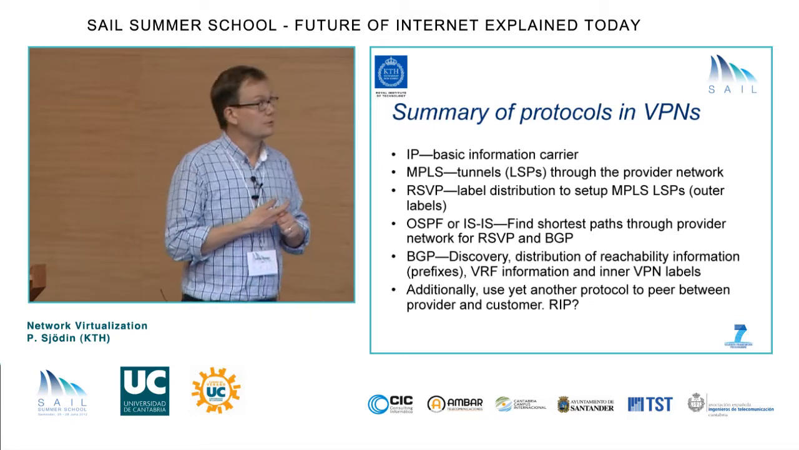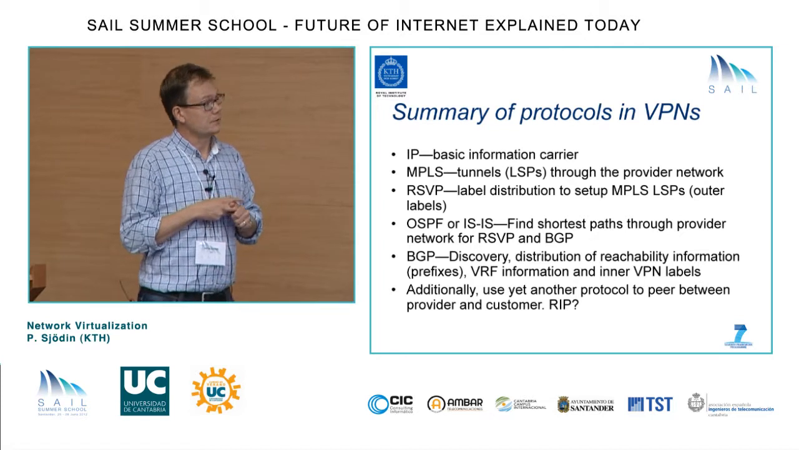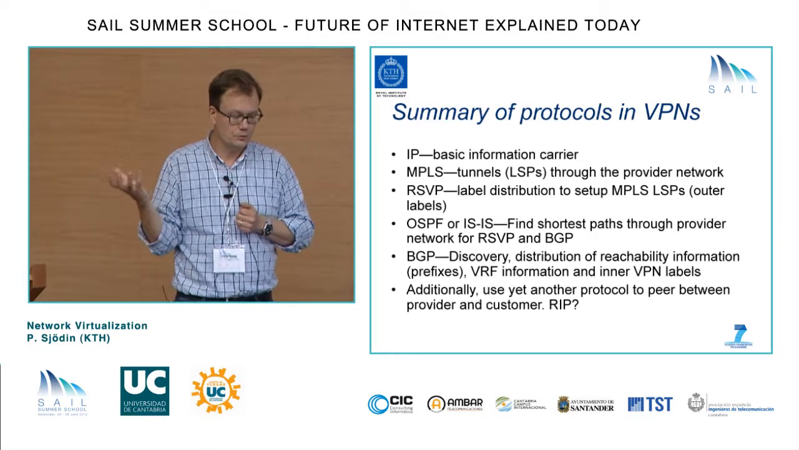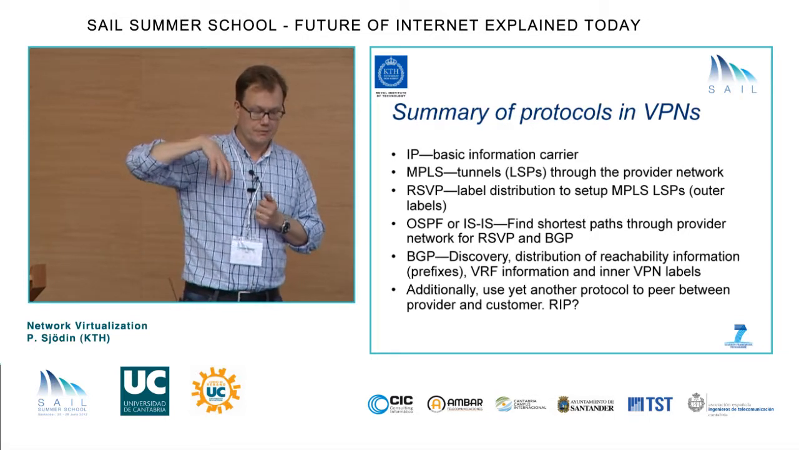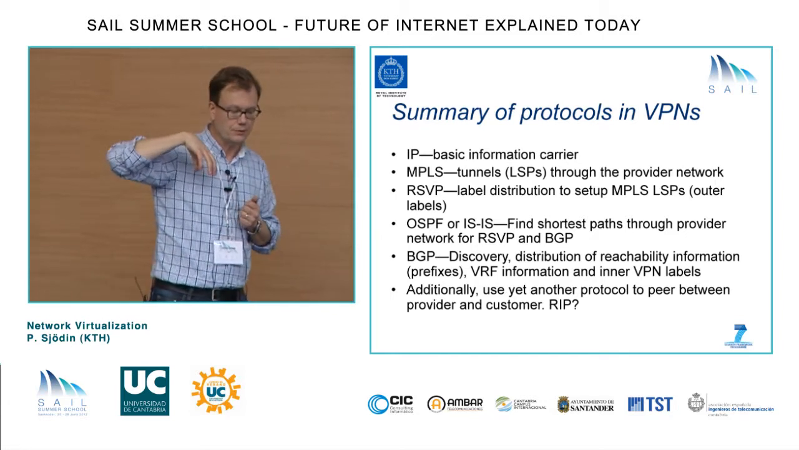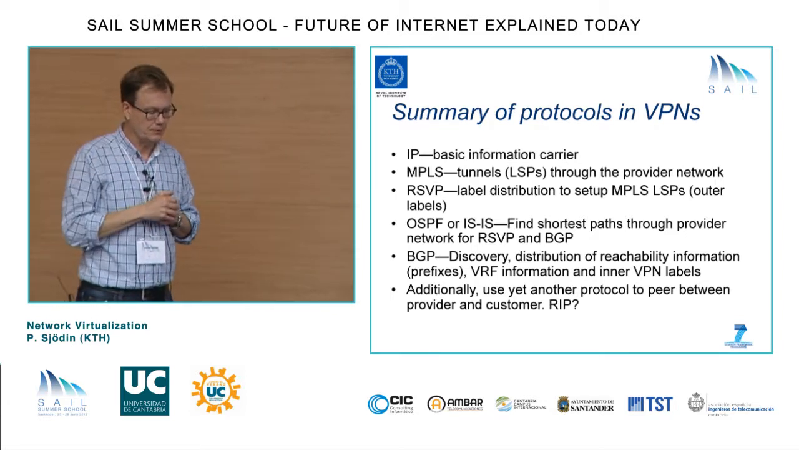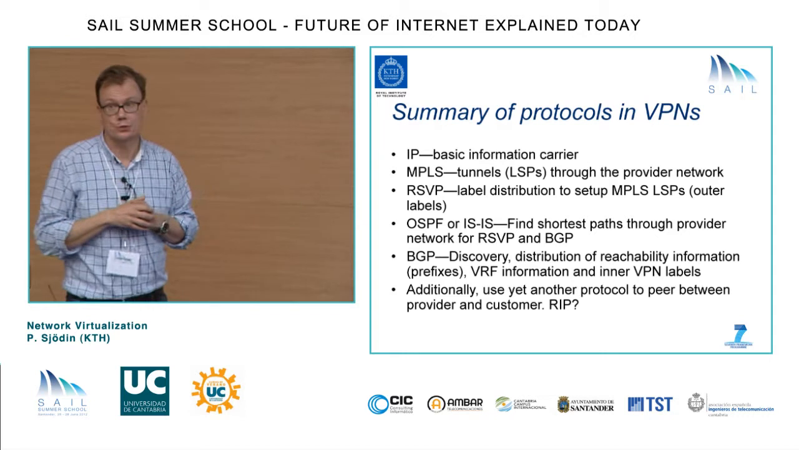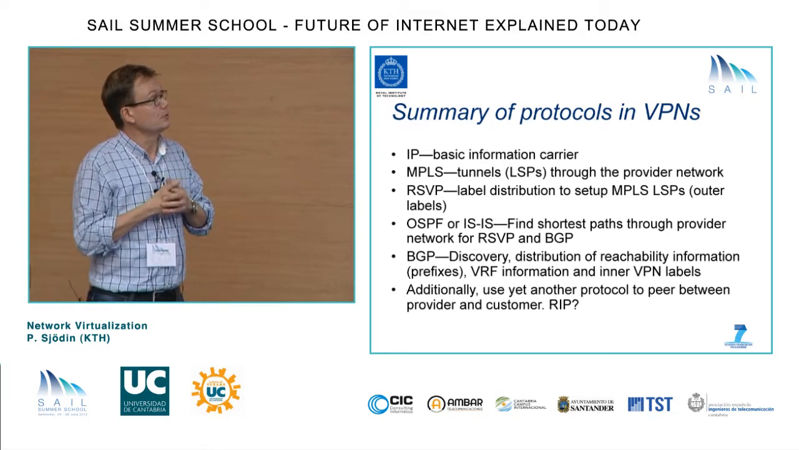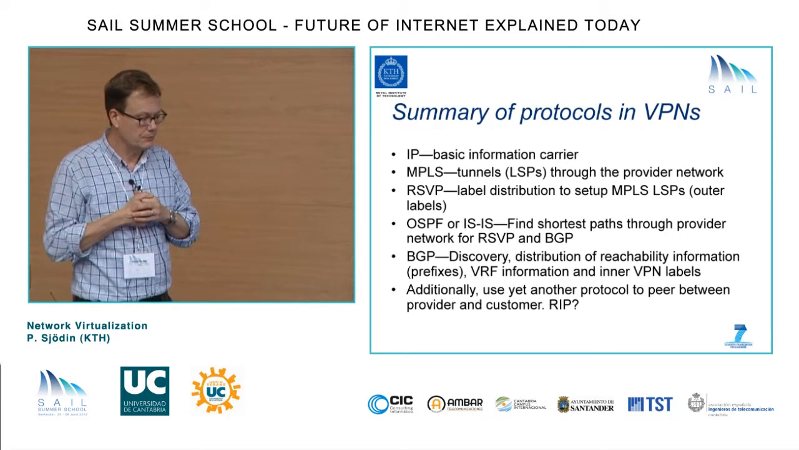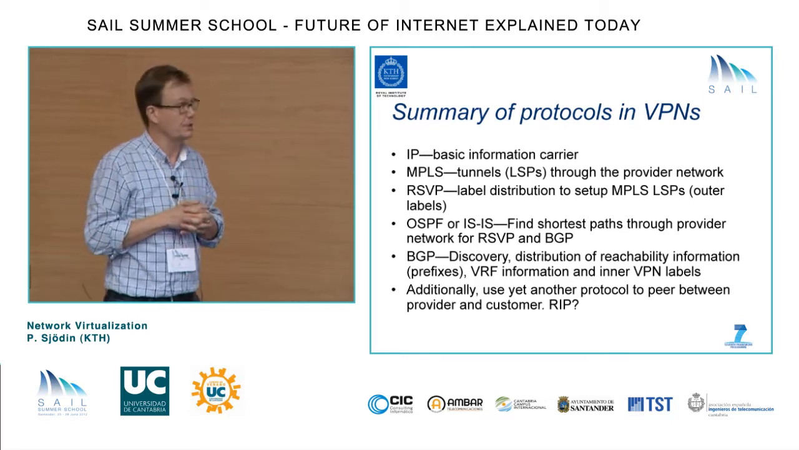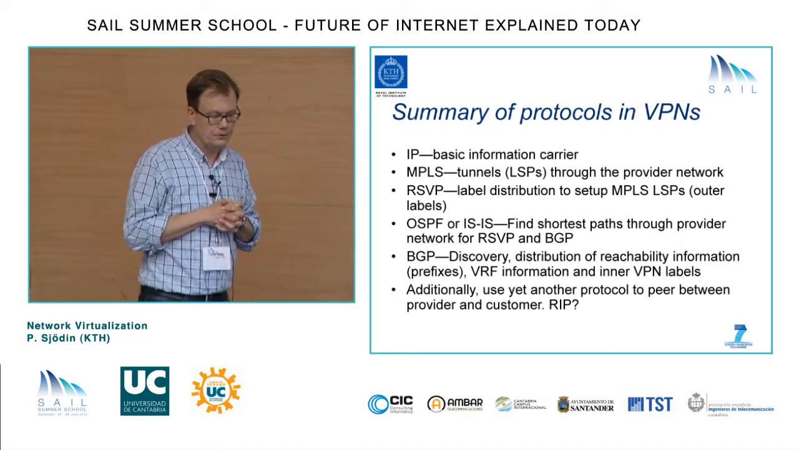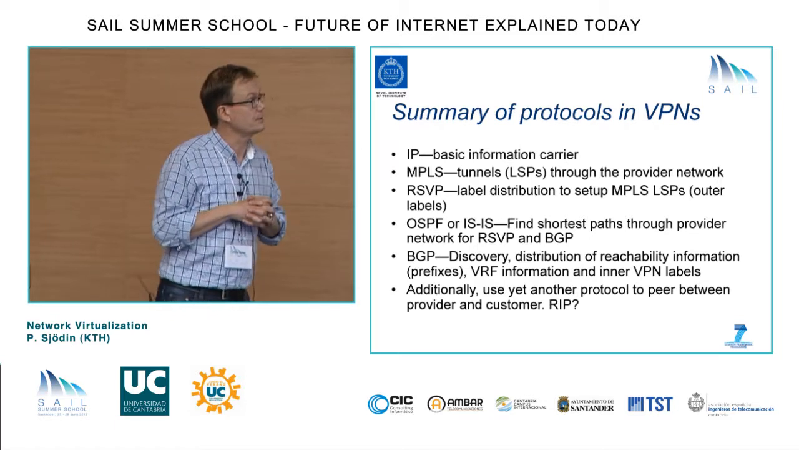We didn't talk very much about RSVP, but RSVP is a protocol that we're using internally inside the provider network to set up the MPLS paths between the provider's routers. Then, of course, the provider internally needs to use some sort of an intra-domain routing protocol to find the best way through the provider's network, and then it's up to the provider if he wants to use OSPF or IS-IS or RIP or whatever. We use BGP for the distribution of the reachability, for the discovery functionality.